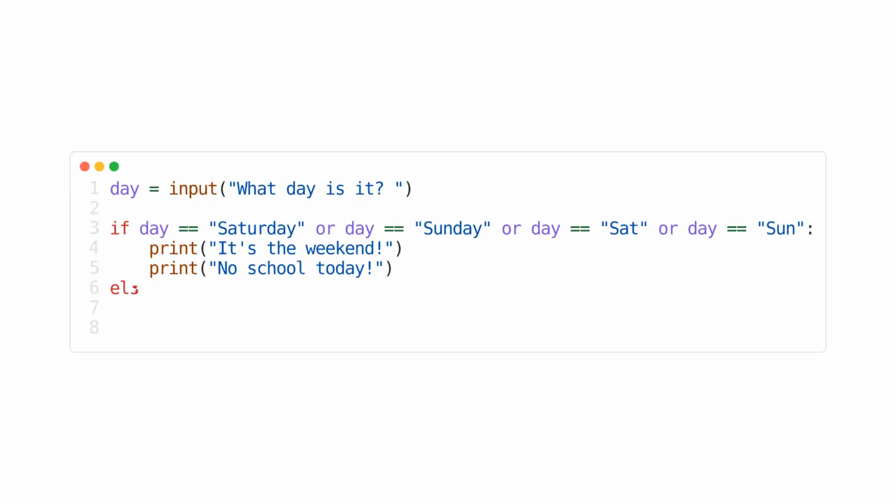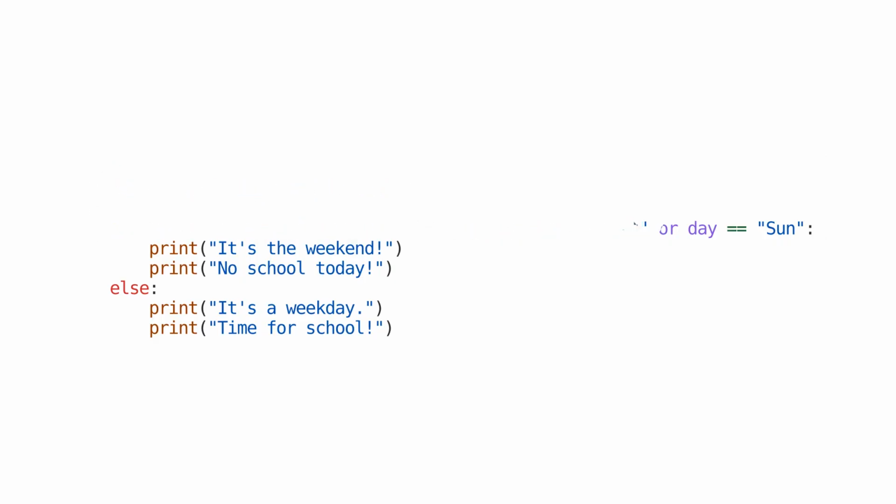Check out our weekend detector. We're checking if the user typed Saturday or Sunday, or the short forms sat or sun. Notice how we use or to connect all these possibilities? If any one of these conditions is true, it's weekend time. We only need one match to make the whole condition true.